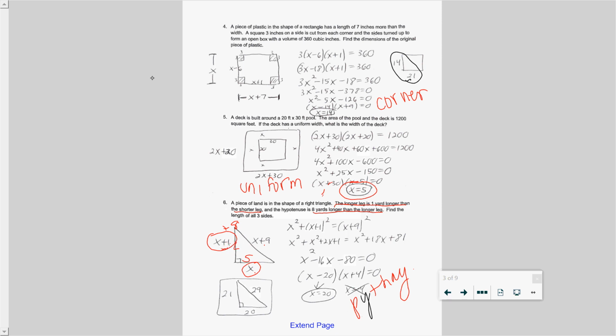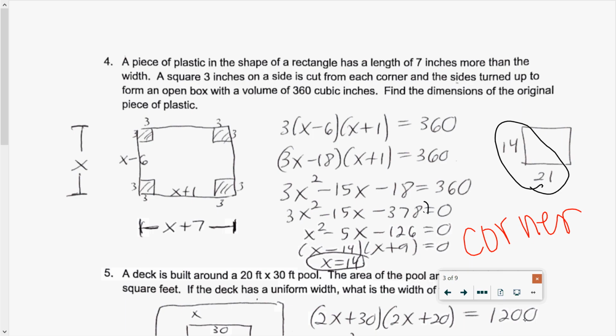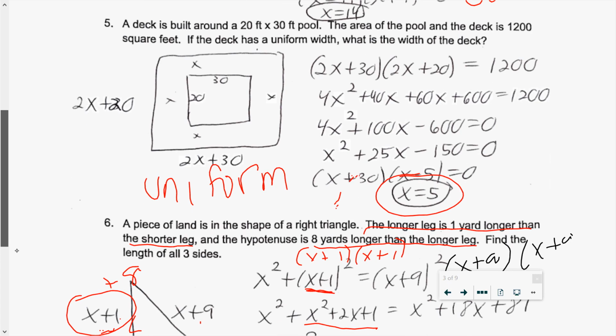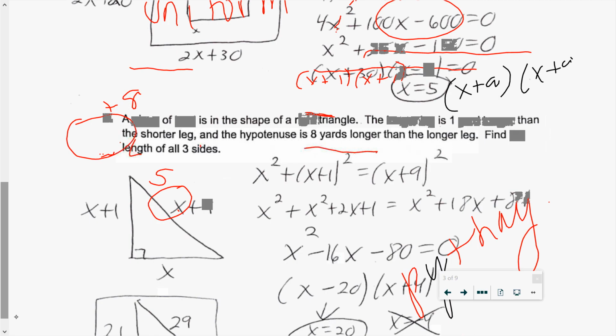Again, you set up your picture first. This is where I told you guys you might make an error. X plus 1 all squared is X plus 1 times X plus 1, so you got to FOIL it out. X plus 9 all squared is X plus 9 times X plus 9, and I got to FOIL that out.